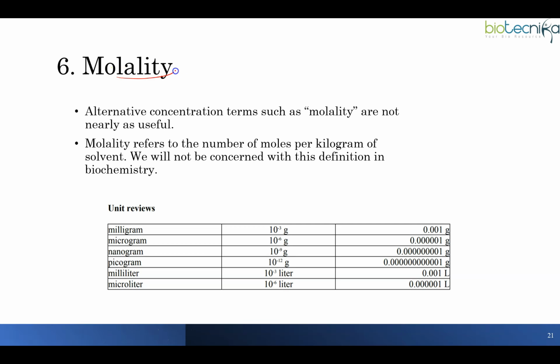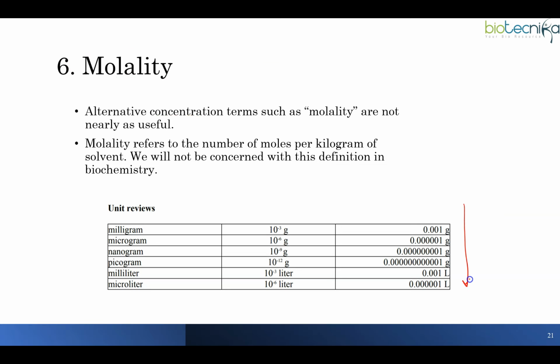Okay. Next concept is molality. The previous one was molarity, and now this is molality. It is just an alternative concentration which is nearly as useful, but mostly in your numericals and CSIR you will be getting molarity. Molality refers to the number of moles per kilogram of solvent. How we have used per liter in molarity, here for molality we will be using per kg. When the solvent is also a solid component, that is where we use the term molality.